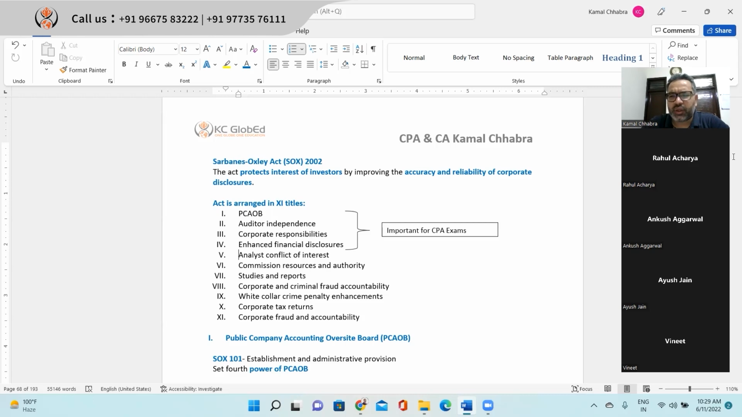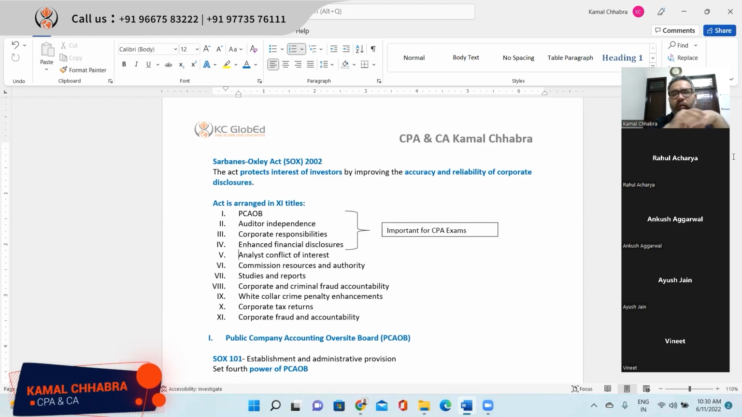So we'll be discussing this in more detail, but at a very high level, if I talk in terms of hierarchy, in the US we have a Congress, similar to how we have Parliament in India, and they passed this SOX Act 2002 back in 2002, as Ankush has also rightly said.